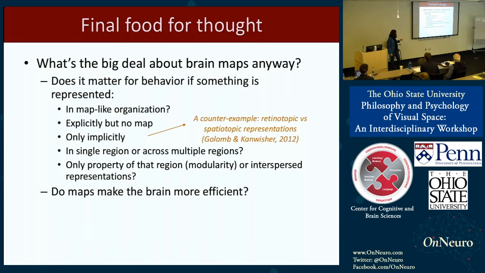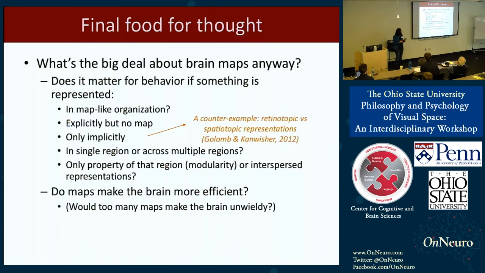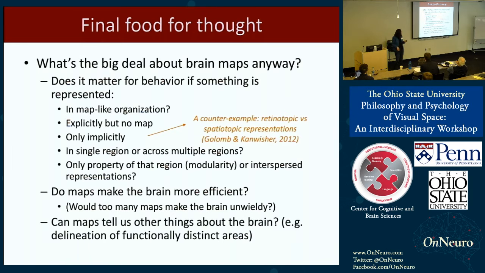And of course, there might be other possibilities, like maps making the brain more efficient. Maybe locating things next to each other helps neural function. But maybe on the flip side, if we have too many different maps, that might make the brain unwieldy. And maybe maps can also tell us other things about the brain, like how we can delineate different functional areas.